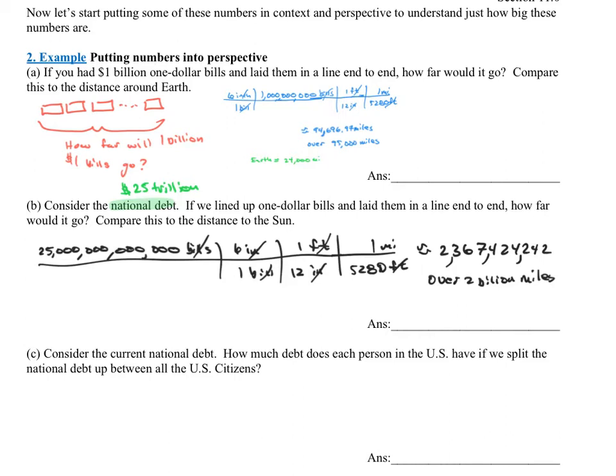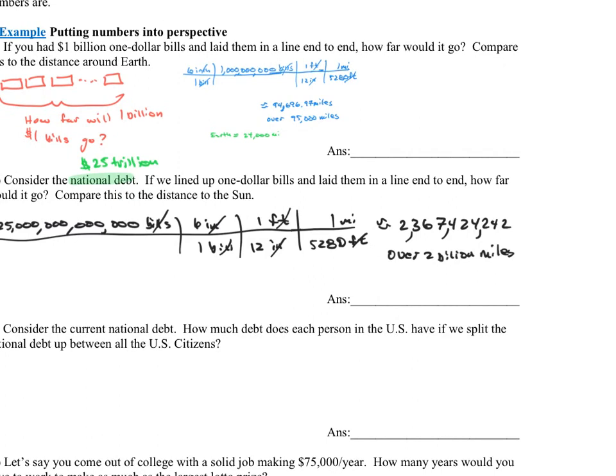So the question then is, how far away is the sun from Earth? So Google it. I'm getting roughly 95 million miles, 94 million miles. So the sun is about 95 million miles away.